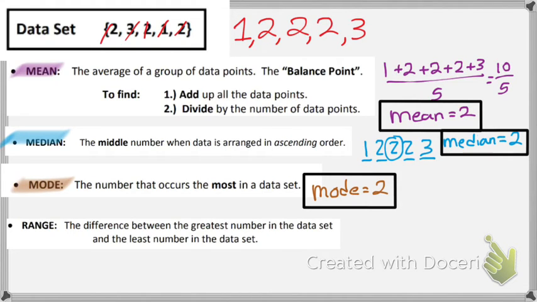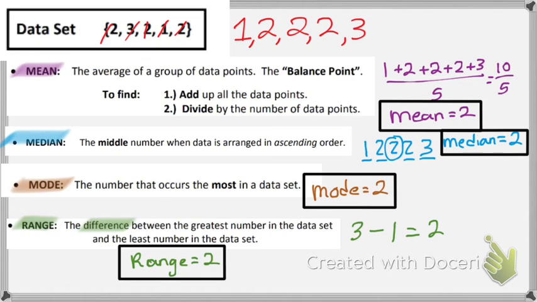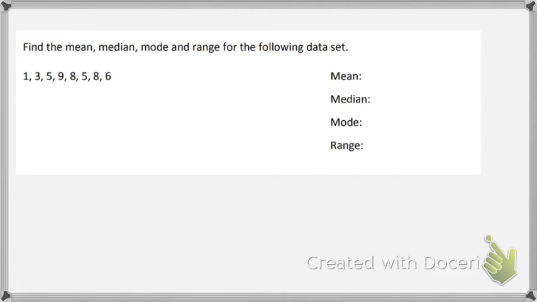For the last one, range is the difference between the greatest number in the data set and the least number in the data set. We know that difference is subtraction, so we're going to get the highest number, the greatest number, which is 3, and subtract from it the lowest number, which is 1. Here, 3 minus 1 we get a 2. So we can say that the range is equal to 2. Again, it's a coincidence that all of them are 2, and it's not always the case.